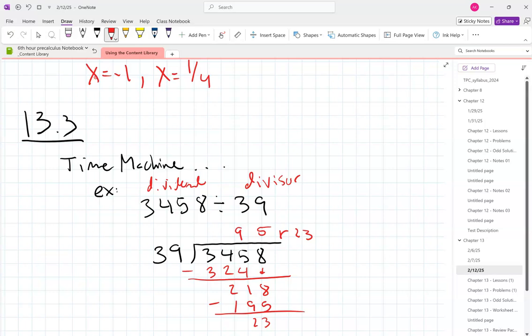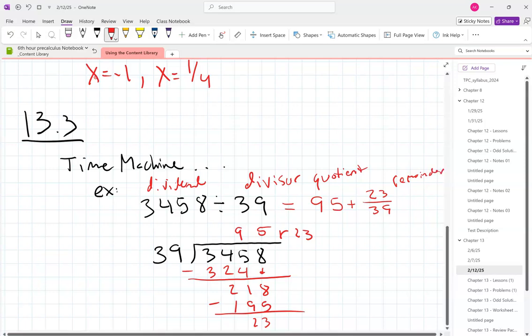Everybody kind of remember doing this? So we'd say our answer then could be 95 plus 23 over 39. Again, we call the 95 the quotient. The 23 is the remainder. And the 39 is still your divisor. So just some vocab review while we're doing this.